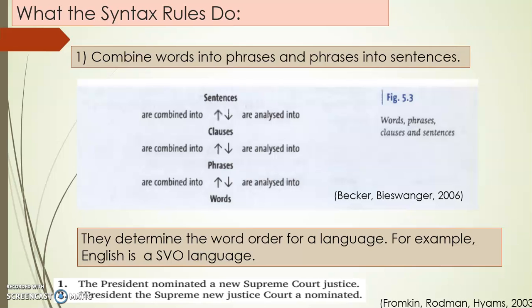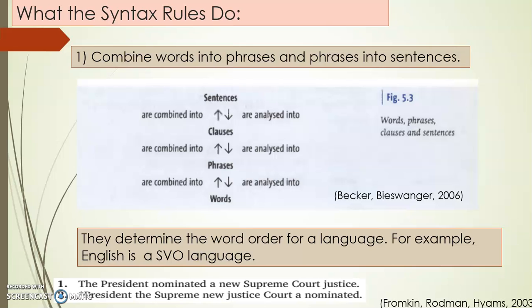So when we read the sentence, the president nominated a new Supreme Court justice, we know that this sentence is grammatically correct. Whereas when we read "president, the Supreme New Justice Court nominated," we know that this is a wrong or ungrammatical sentence. That is due to our linguistic competence of the language, that we just listen and know that this sentence is not correct.